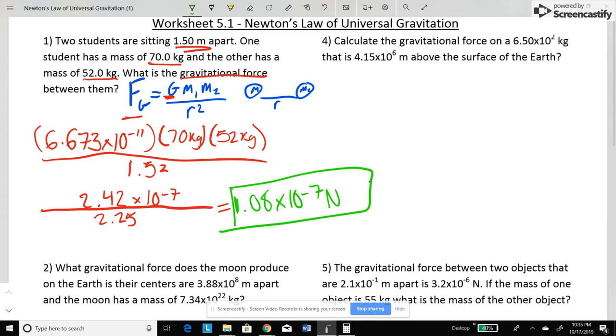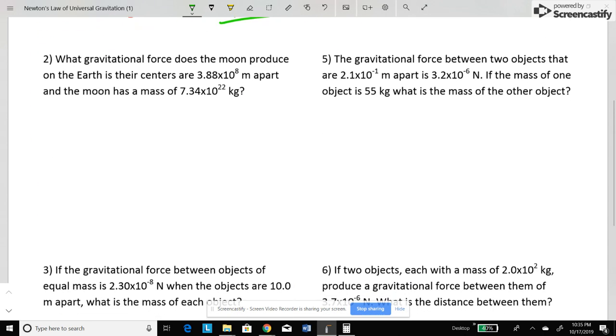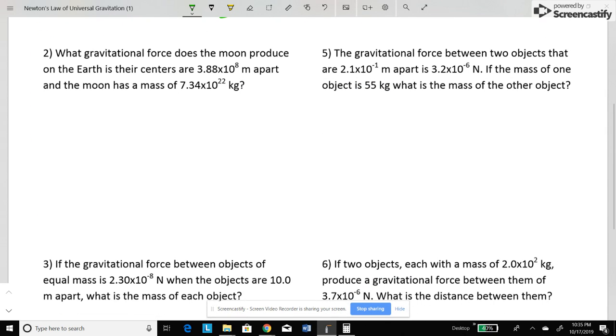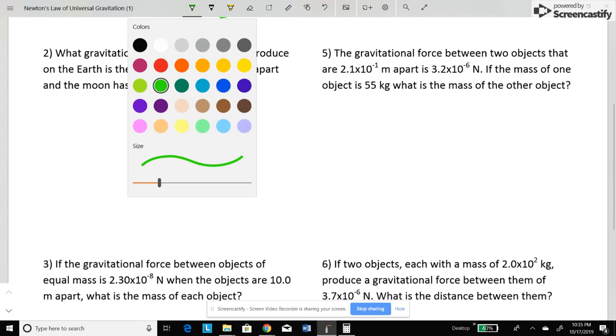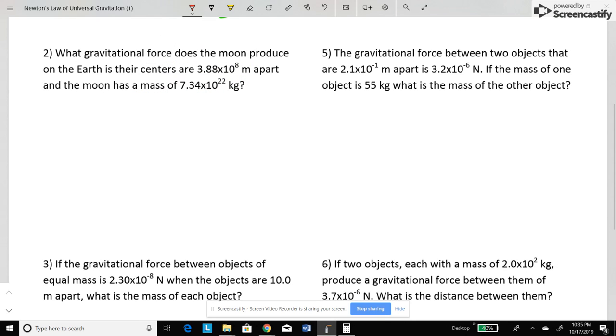That's all you really have to do, is take these values and plug them back into your equation. So hopefully that helps you with just the standard universal law of gravitation problem. There's a couple different ones. I'm going to take you to number 5. Number 5 is a good example of one where you have to find the mass of the object. So if we look again, the gravitational force between two objects that are 2.1 times 10 to the negative 1 meters apart.